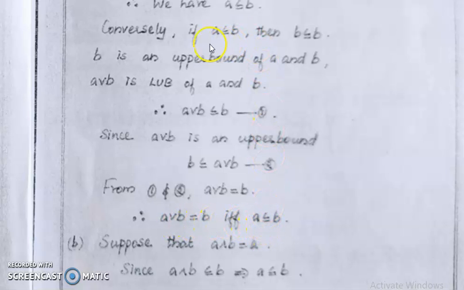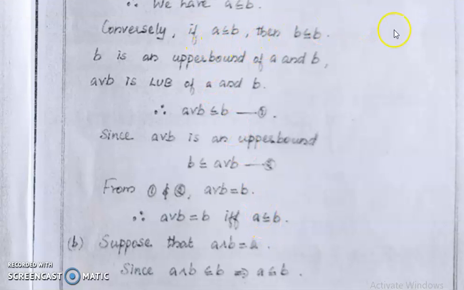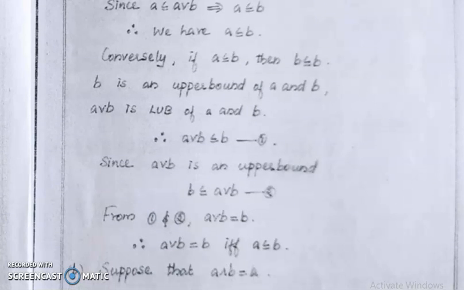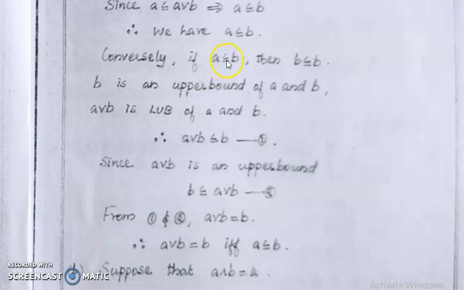Hence we have proved A or B equals B if and only if A is less than or equal to B. So the first thing you have to do is take the first part and we have proved the second part, and in the converse part we have assumed the second part and we have proved the first part. For this we need the definition of upper bound.